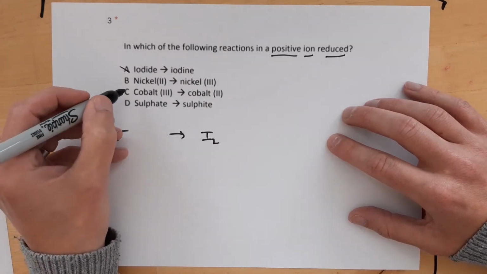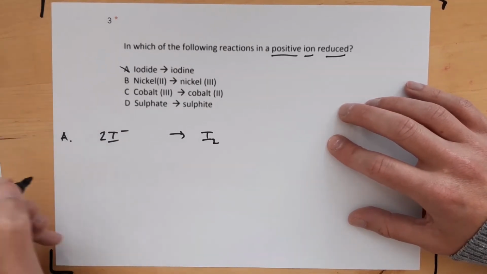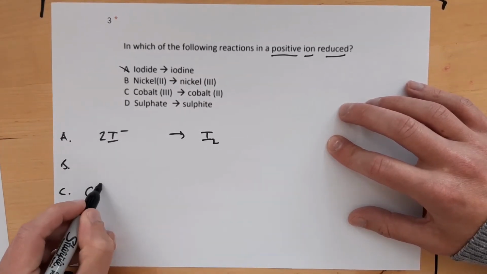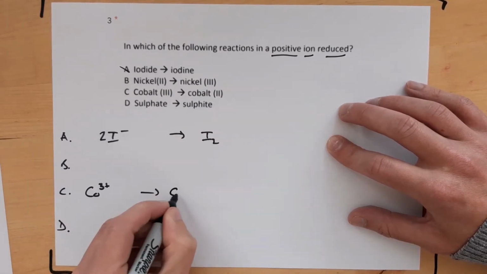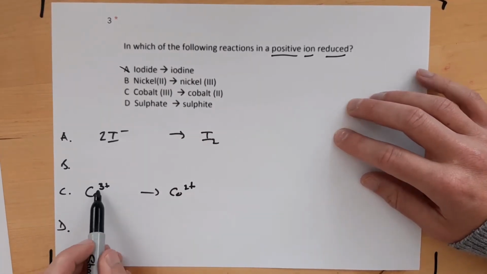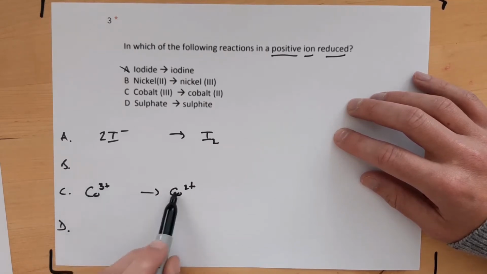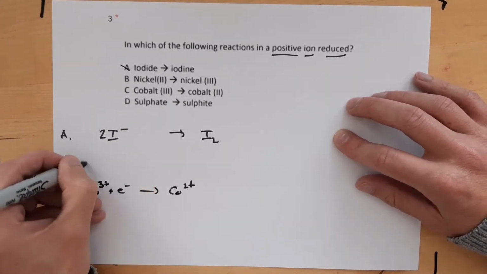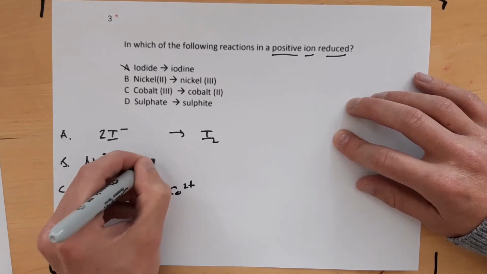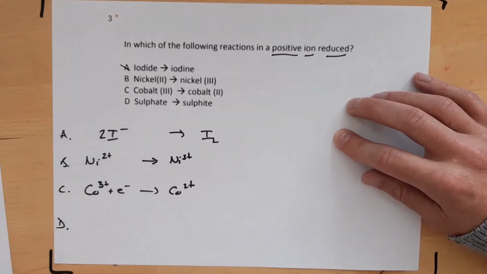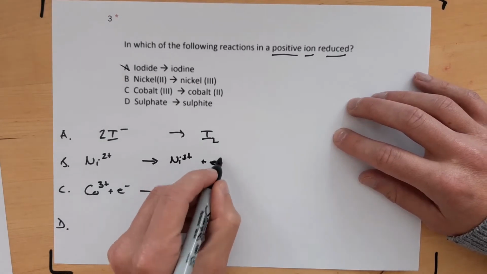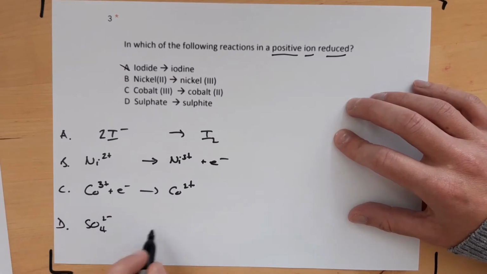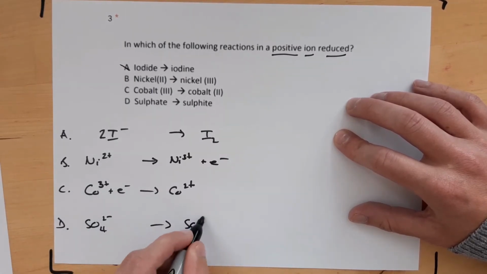Well, we'll do the sulfate last actually. Cobalt next, that's A, B, C, and D. Cobalt, so Co3+, and it goes to Co2+. How does that happen? It has to gain an electron. We'll come back to that in a second. So Ni2+ goes to Ni3+, and the way that has happened, it has lost that electron there. And then down at the bottom here, SO4 2- goes to SO3 2-.